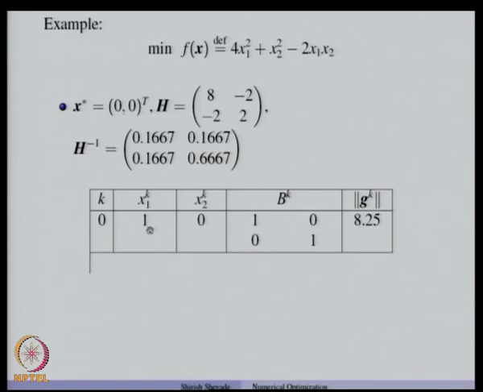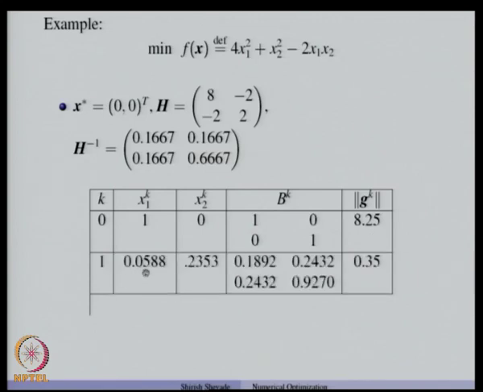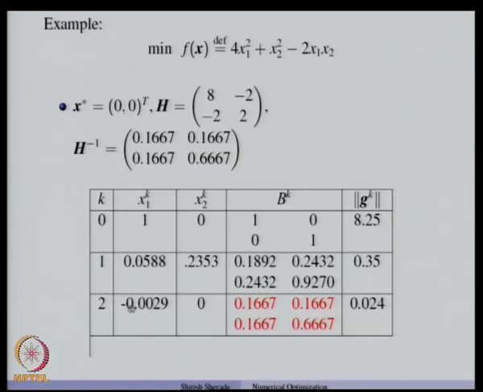So, let us again analyze the path traced by the algorithm to minimize this using symmetric rank 1 update. We start with the point 1, 0, and the initial matrix B0 as the identity matrix. The norm of the gradient is 8.25. We then move to a point 0.05, 0.23, and this is going to be the matrix Bk, and then we move to the point minus 0.00299, 0, and the corresponding Bk at iteration 2 is same as the H inverse. The corresponding norm of gk is 0.024.